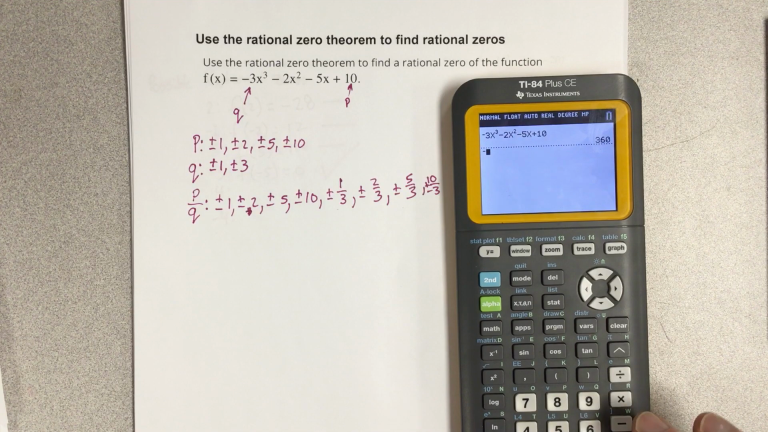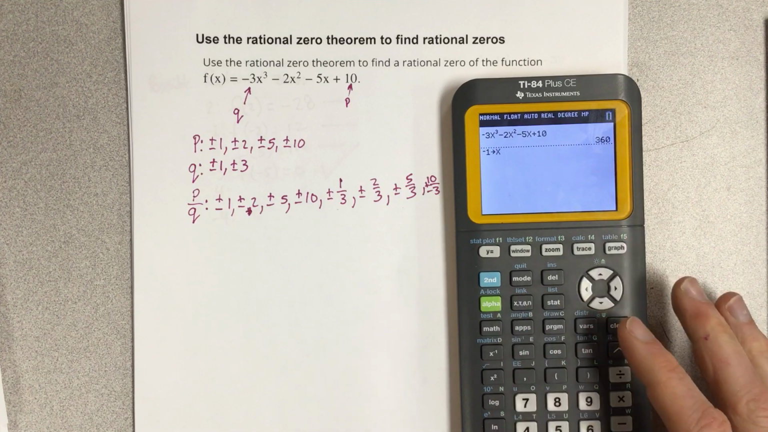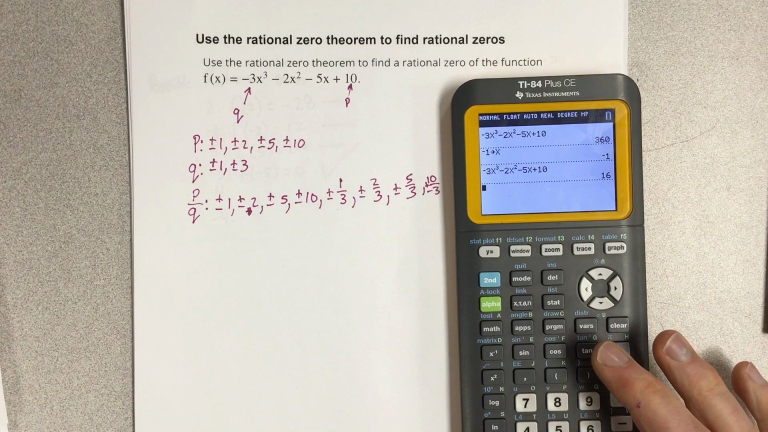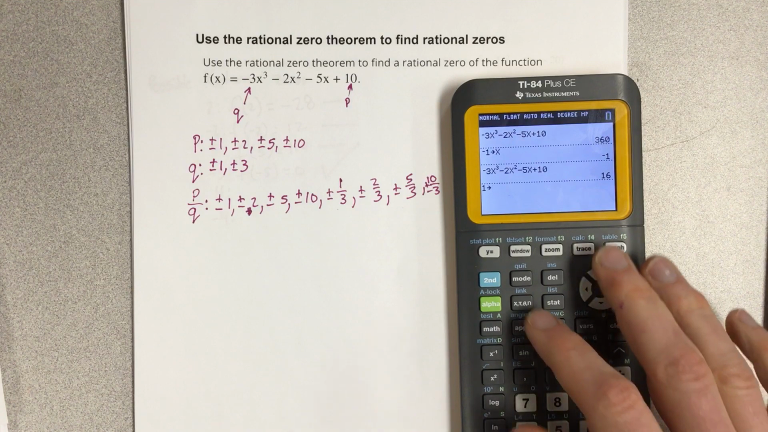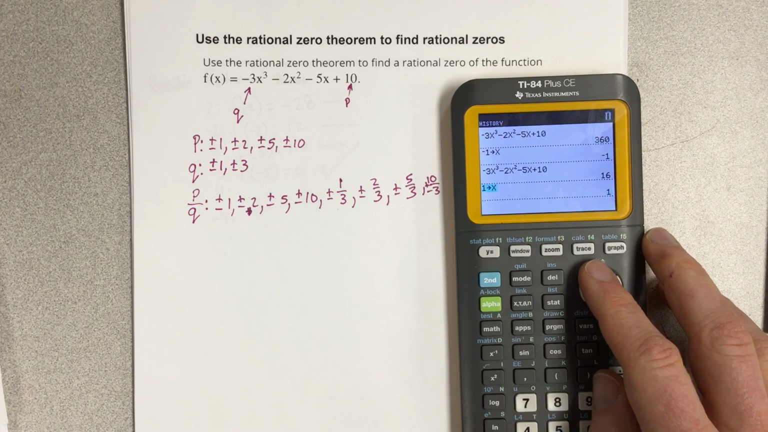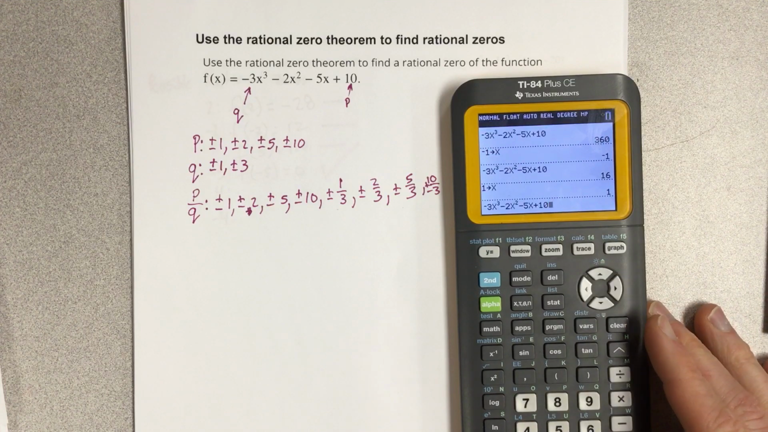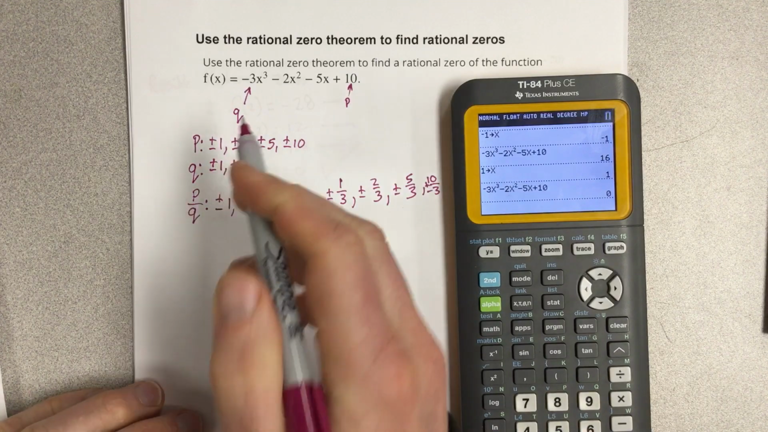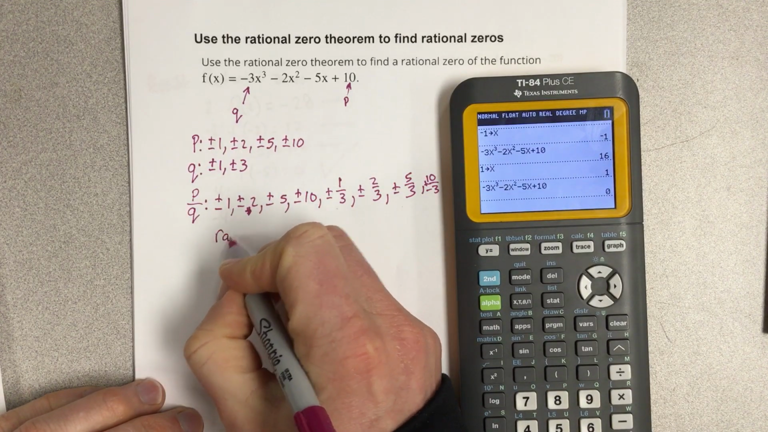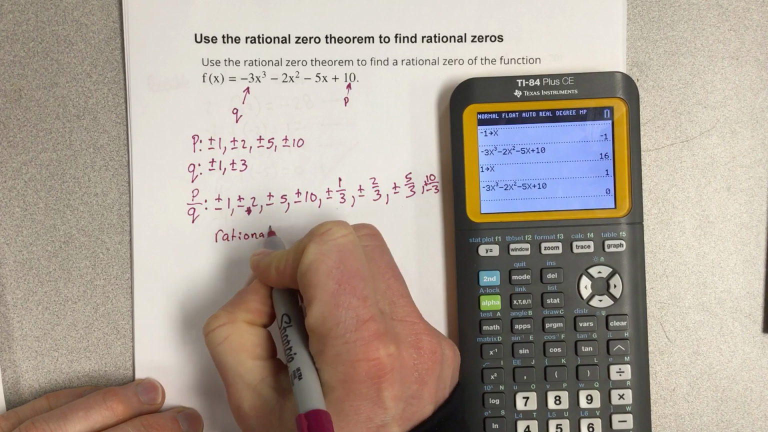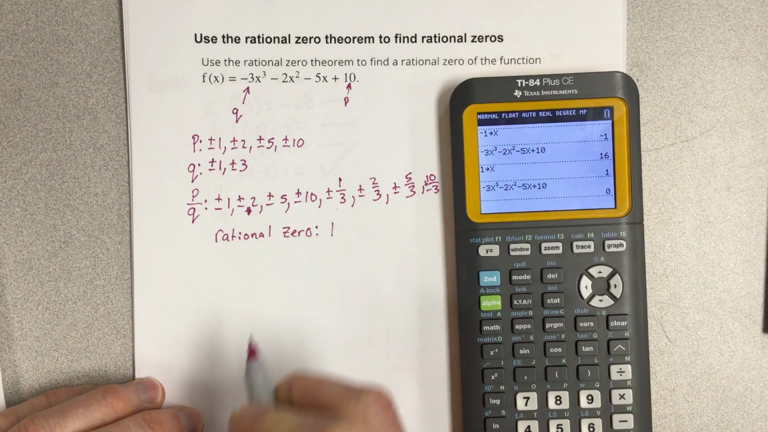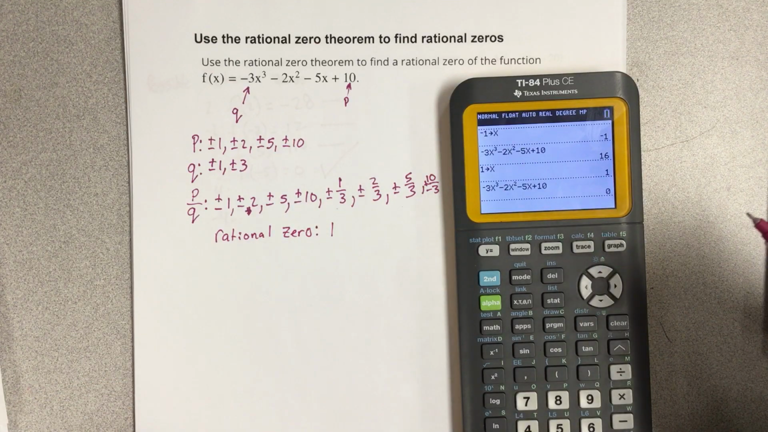Let's plug in negative 1 to start. We get 16, so negative 1 doesn't work. Let's plug in 1. And I'll just go straight down the list. One is a 0. So we found our rational zero here, and we're going to say that the rational zero is 1. Now we can continue to plug all these in and see what we get when we plug them all in.